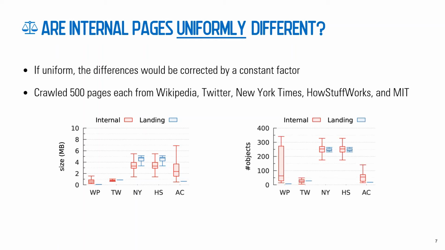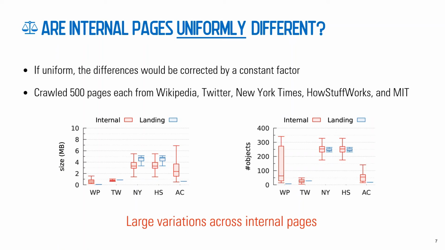On the right, we see a similar plot for the number of objects in internal and landing pages across the same 5 websites. The number of objects is defined as the number of request entries in the HAR file. Here also you can see a large variation in the number of objects for internal pages.